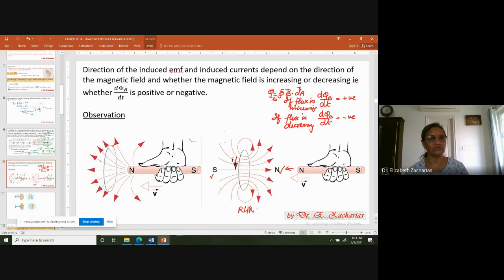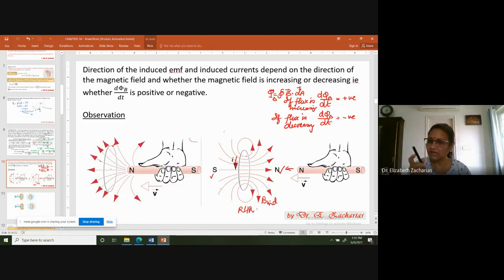So what the loop does is it counteracts that increase in the magnetic flux by setting up its own current and its own magnetic field. Now look at the direction of that induced magnetic field, because it is happening because of the induced current. We call this magnetic field B induced. So this B induced is going to oppose the increase because of the bar magnet. The bar magnet increased the flux. So the induced current will set up its own magnetic field to oppose that increase.